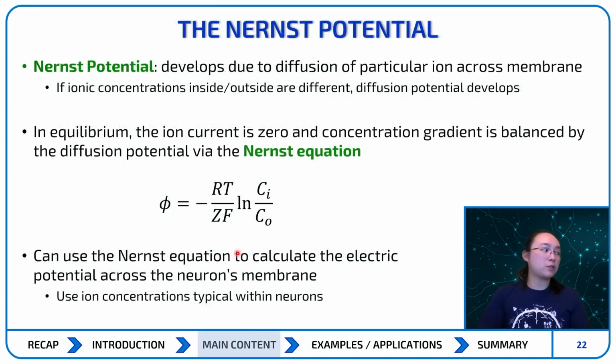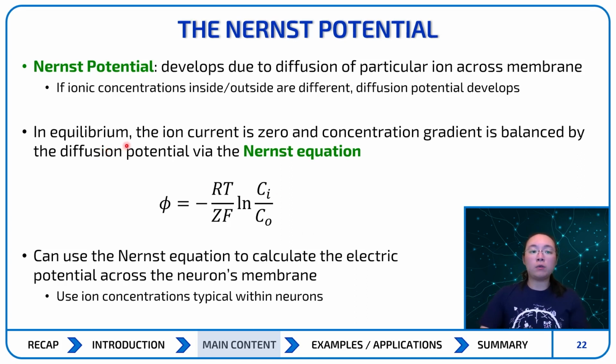So the Nernst potential develops due to the distribution of particular ions across the membrane. If your ionic concentrations inside and outside are different, the diffusion potential develops. This equation right here shows us that the potential across the membrane is predicted by 5 relationships, which I'll list in a bit and are important to know.